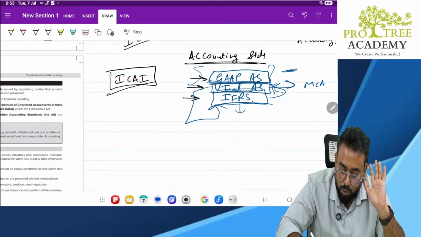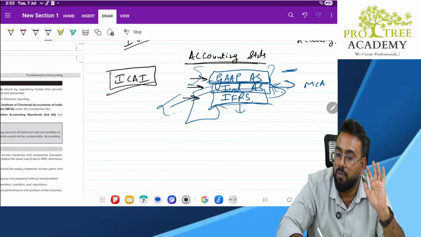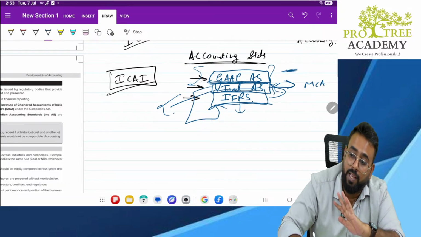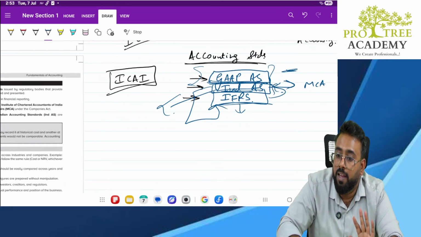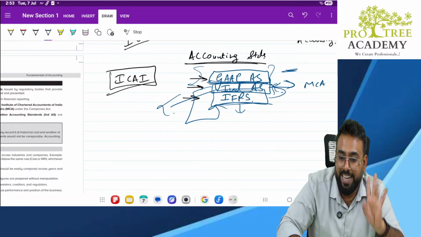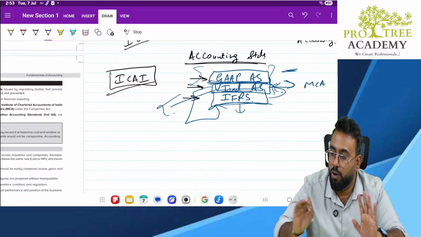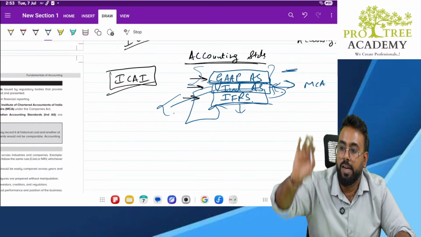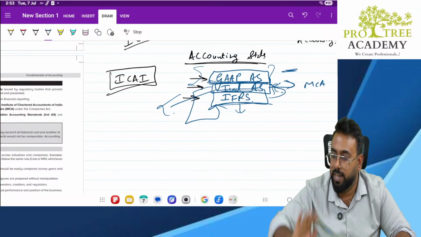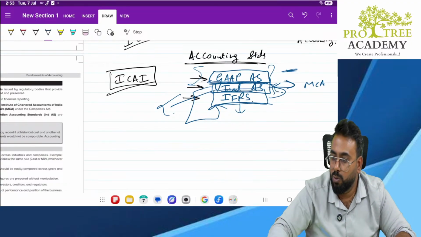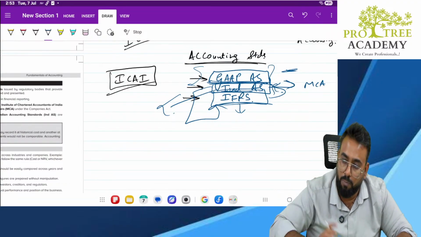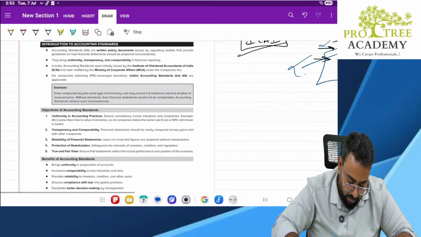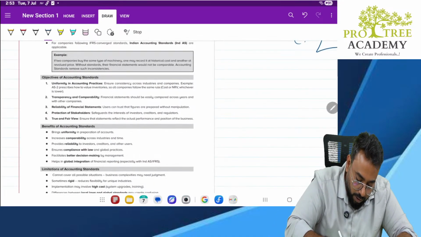Clear? So what are the corporates that are covered? Your private limited company, public limited company, listed company, non-listed company, everything will be covered, provided certain criteria are met. If you fulfill that criteria, you have to mandatorily follow the Indian accounting standard, that is Ind AS. If you don't fall under those criteria, you can follow your normal GAAP accounting standards. Am I clear? So what are the objectives of accounting?